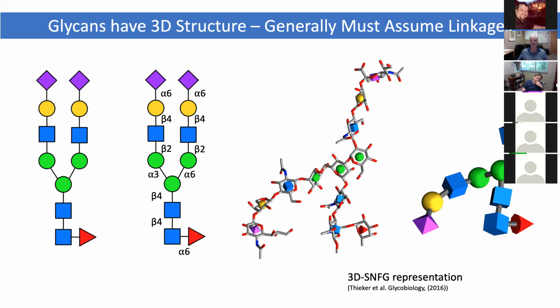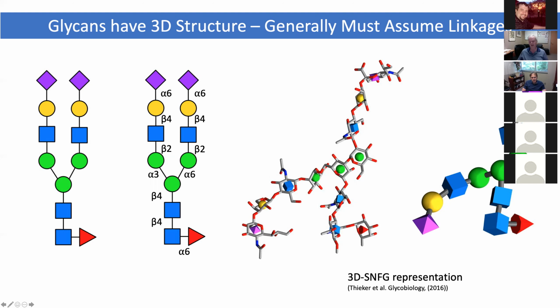So you could make an assumption based on the cell type. For instance, if it's CHO cells or HEK cells. But there are cases where you've got mixed 2,3 and 2,6. And when you don't have that information, you have to make assumptions.